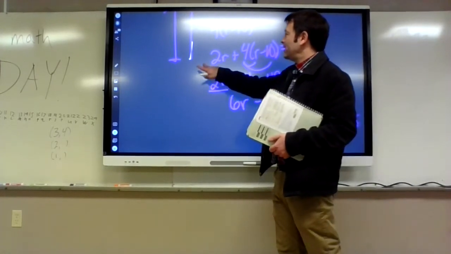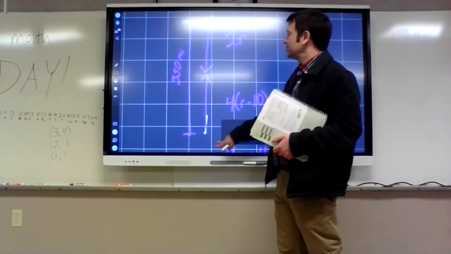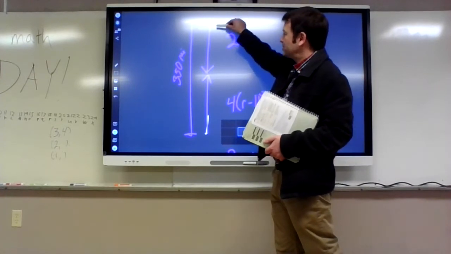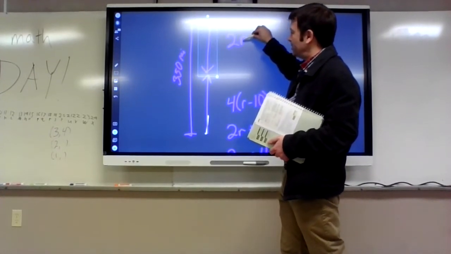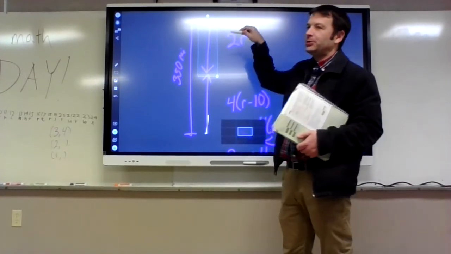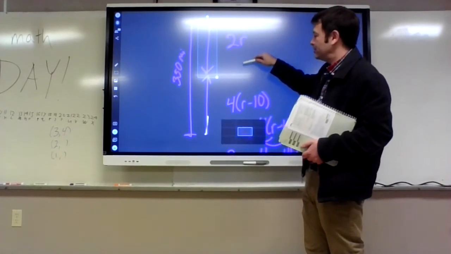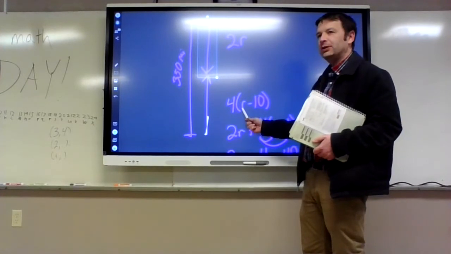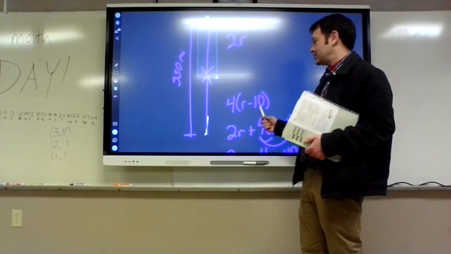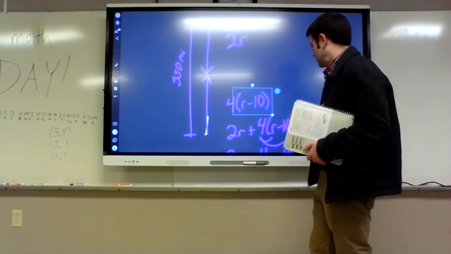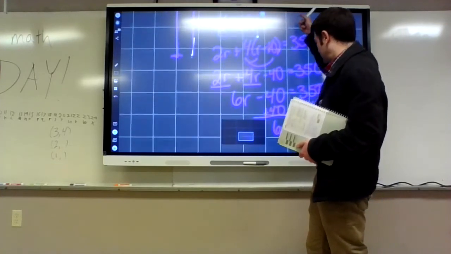What does 65 represent? Miles per hour. Yeah, the southbound train, we call R. So the southbound train's going 65 miles an hour. Northbound train's going 65 minus 10, 55. So the two answers are 65 and 55.